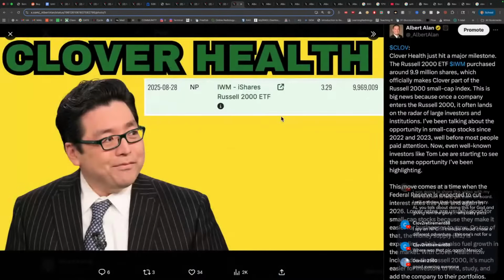Most recently, IWM small caps. We were banging the drums on the Russell 2000 small caps in 2022, 2023, before Tom Lee. And now Tom Lee is banging the drums on them, especially with these rate cuts. What I find interesting is IWM just bought Clover Health. They bought about 9.9 million shares. Again, there's not a lot. There are people who have been invested over 10 years and they don't even know this fact.